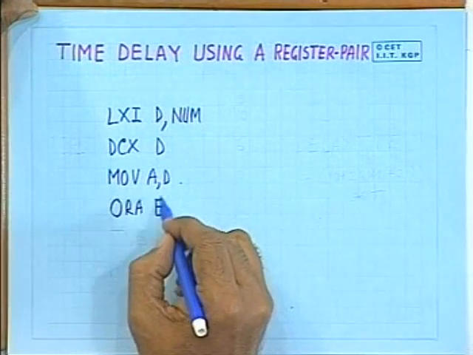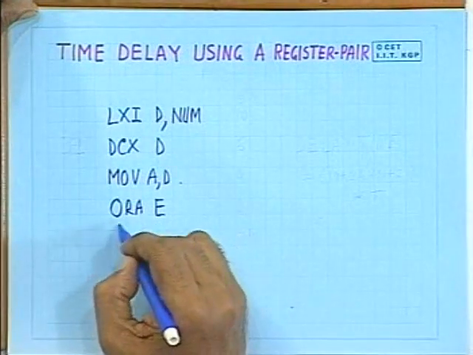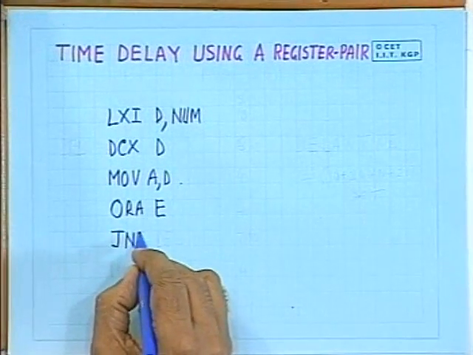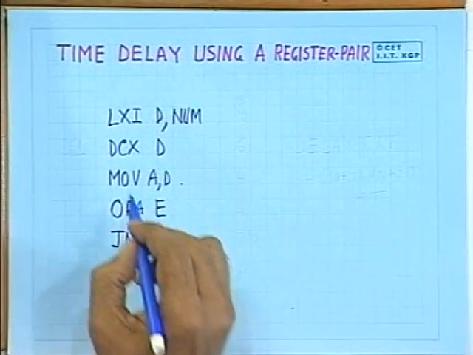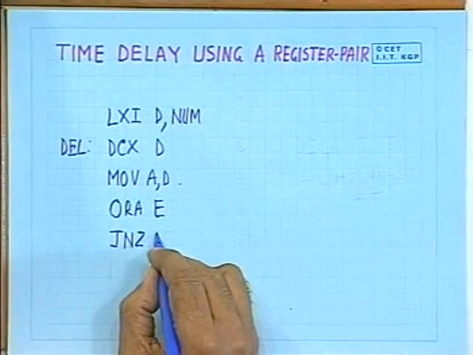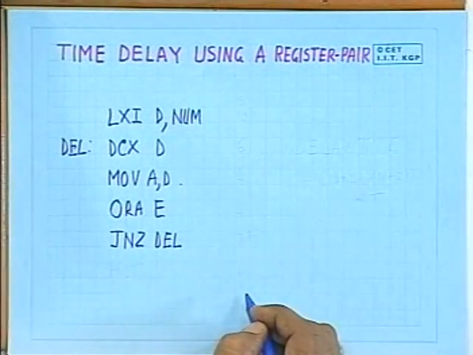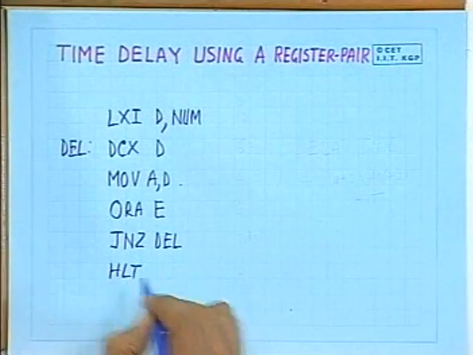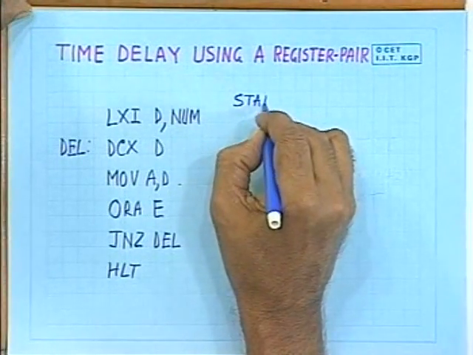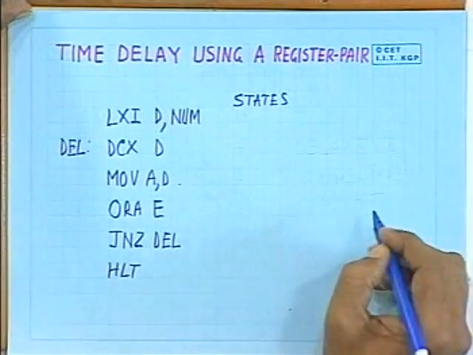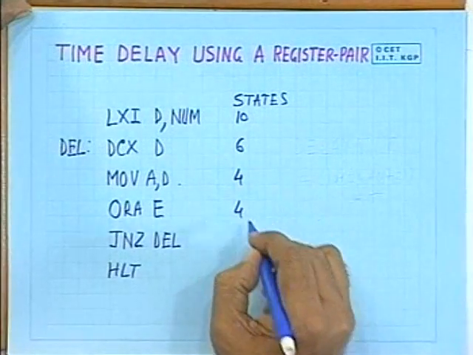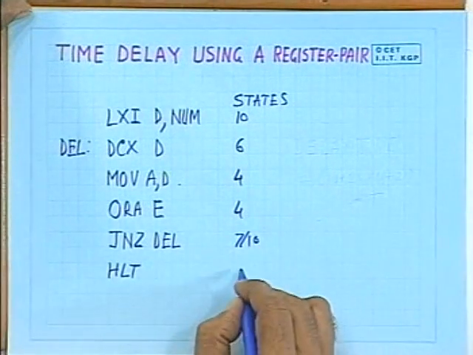So, if both D and E are 0, then the zero flag bit will be set. So, based on that decision, you write JNZ, jump if not zero, and here you have to use a label, DEL for delay, and then HLT. Obviously, in this case the total time required will be much longer. So, 10 cycles, this will be 6 cycles, 4 cycles, 4 cycles, 7 or 10, and then 4.